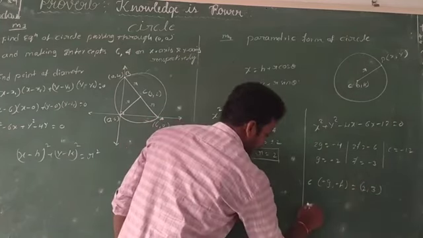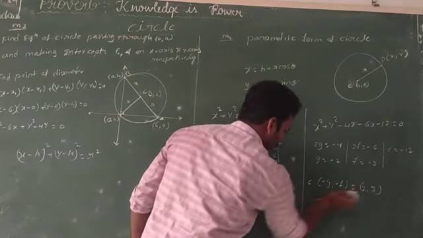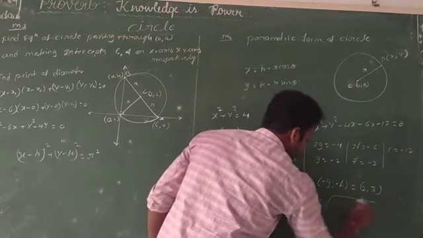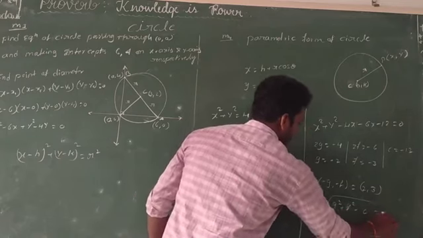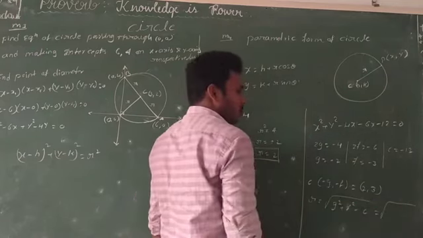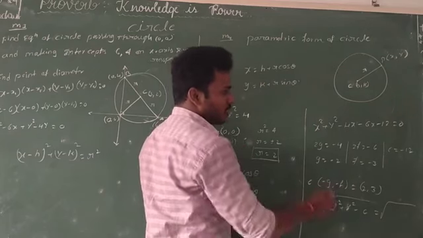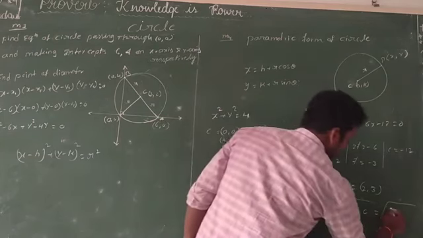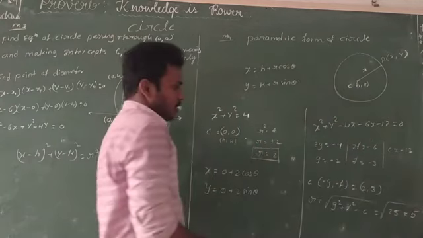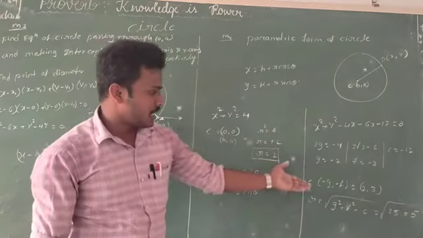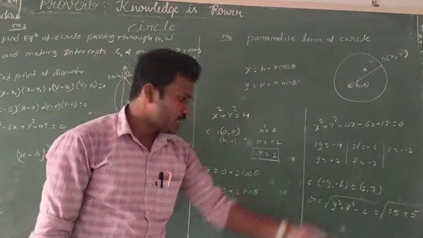Okay. Radius. What is the radius formula? The radius r is equal to root over g square plus f square minus c. That is g square, 2 square is 4, f square, 3 square is 9, minus of minus 12. That is 25. So that is 5. The radius is 5. So we know the center is (2, 3) and the radius is 5.